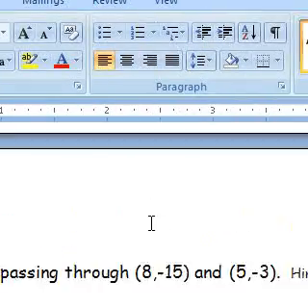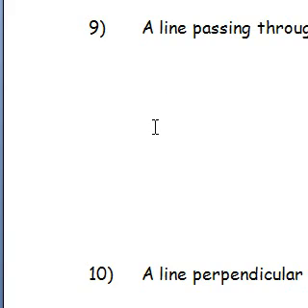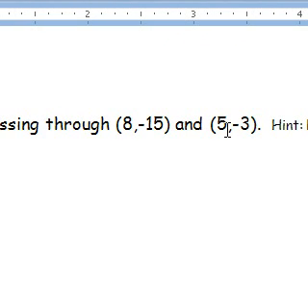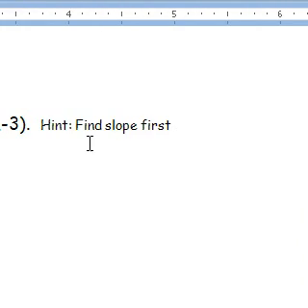9, 10, 11, and 12. Let's do it! Number 9, a line passing through (8, -15) and (5, -3). Hint: find the slope first.